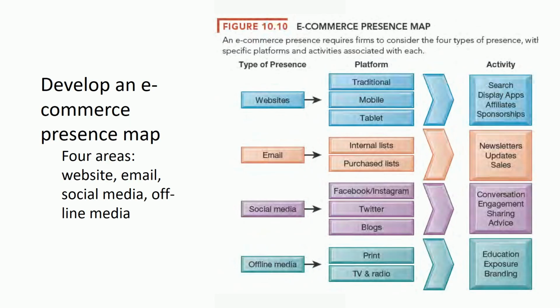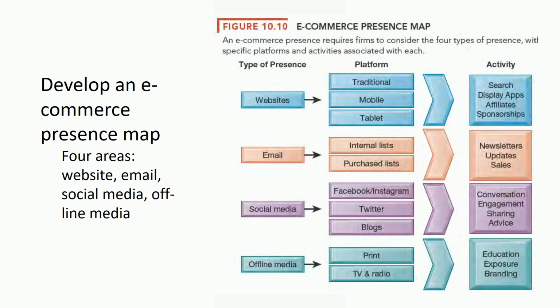And this is an example of an e-commerce presence map. Okay, so we have a type of presence here. It's called website, and then email, social media, and offline media. And you need to mention all the platforms. For example, websites: the platforms will be traditional, mobile, and tablets. And the activity includes search, display, apps, and affiliates with sponsorship.